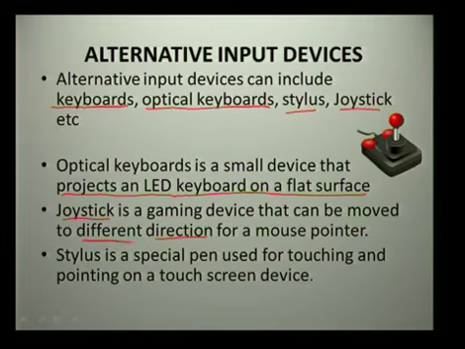Then a joystick is actually a gaming device that can be moved in different directions. So this joystick would be moved in the way you use a mouse, but obviously it's not a mouse, so it can act as a mouse pointer. Then the last one is a stylus, which is a special pen that is used for touching as well as pointing on a touch screen device. So your stylus pen would be useful on touch screens, but if your screen is not a touch screen, then you won't be able to use this stylus device.